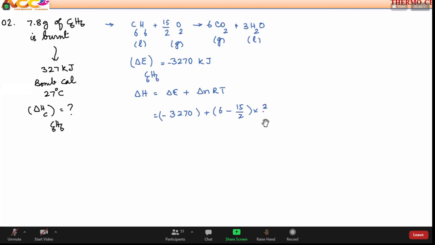Let us go. Number of moles of gaseous products are 25 by 3 into kilojoules, 10 power minus 3 into temperature. What is temperature? 300 kelvins. Go ahead.